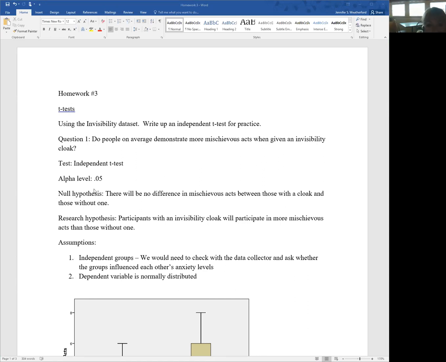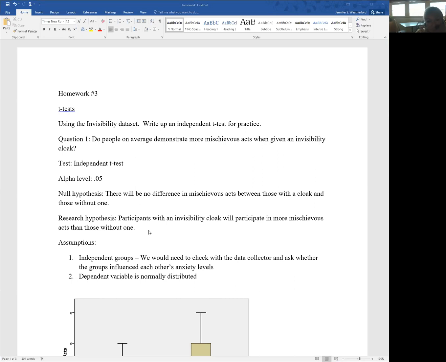Okay, then we're going to talk about hypotheses in class. The null hypothesis, that there is nothing going on, and the research hypothesis that, yeah, the cloak tends to make people feel like they can get away with more mischievous acts. And so when you write your paper, you'll not be as succinct as this. You'll write more in words. And I would say, in my experience, 75% of researchers don't even put their null hypothesis in their paper.